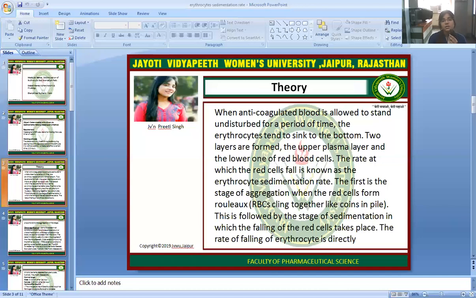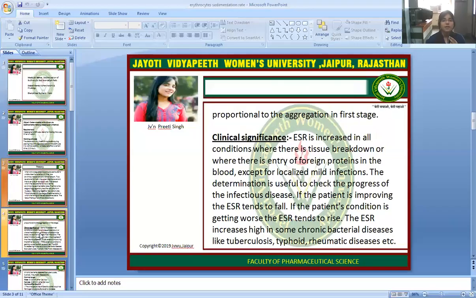The first is the stage of aggregation, when the red cells form rouleaux, RBCs clinging together like coins in a pile. This is followed by the stage of sedimentation, in which the falling of the red cells takes place. The rate of falling of erythrocytes is directly proportional to the aggregation in the first stage. So overall, this is the theoretical and introductory part of the erythrocyte sedimentation rate.